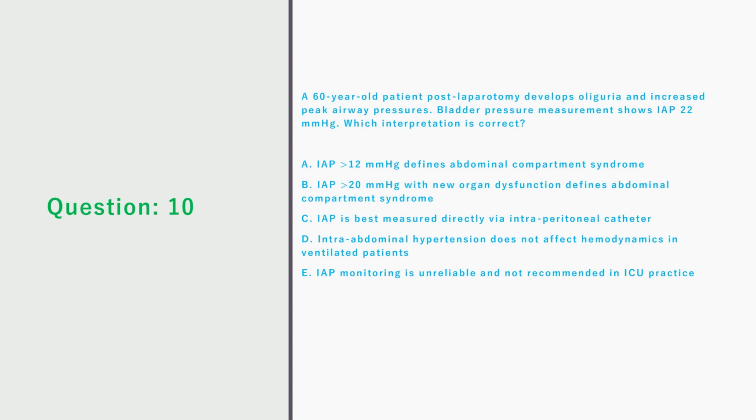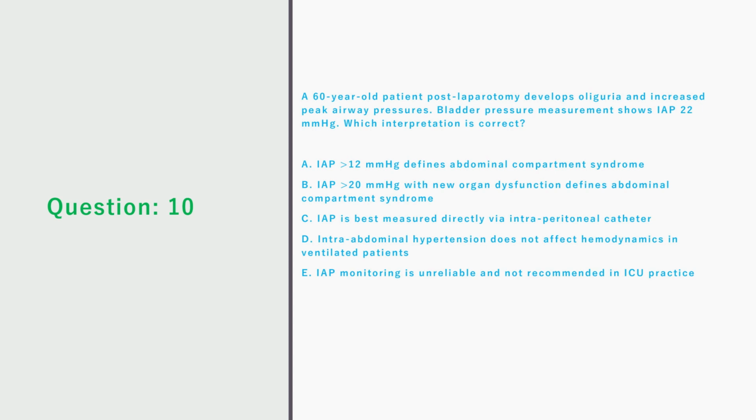Question 10. A 60-year-old patient post-laparotomy develops oliguria and increased peak airway pressures. Bladder pressure measurement shows intra-abdominal pressure, IAP, 22 millimeters of mercury. Which interpretation is correct? A. IAP greater than 12 millimeters of mercury defines abdominal compartment syndrome.